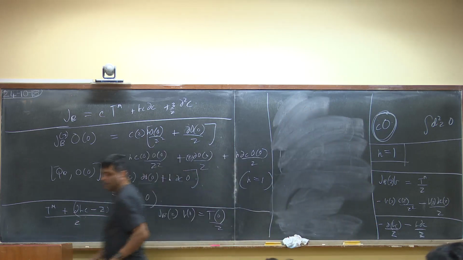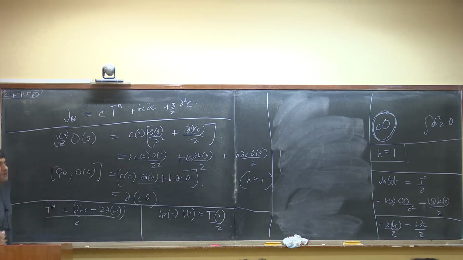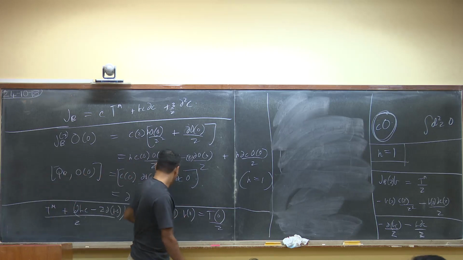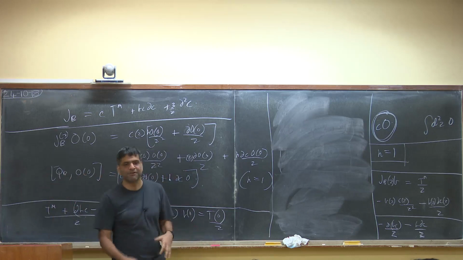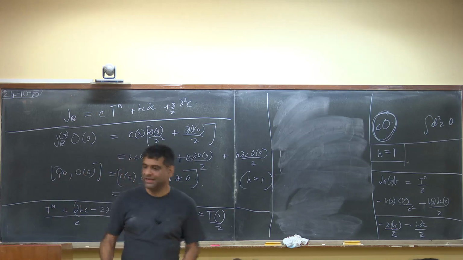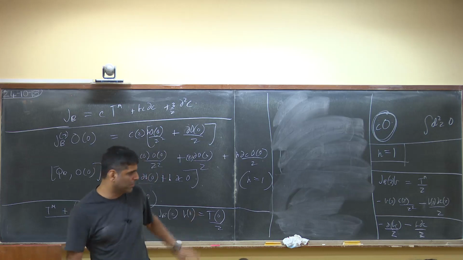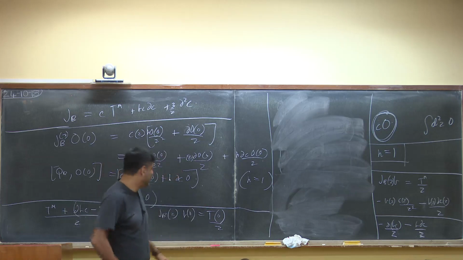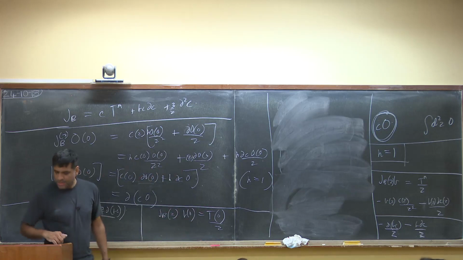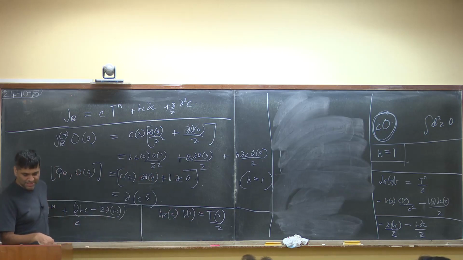Now, why is this important? Well, this was important firstly last time to check because we wanted to be sure that JB acting on B of Z gave T of Z, that the ghost commutator with B was T. That was part of the BRST transformation rules. But the other thing about this is the following.